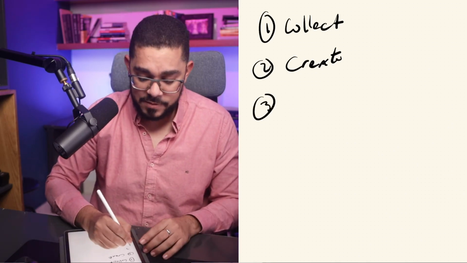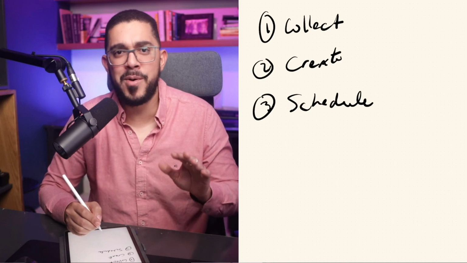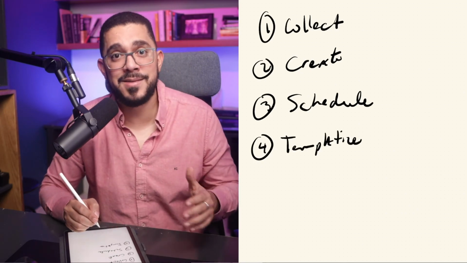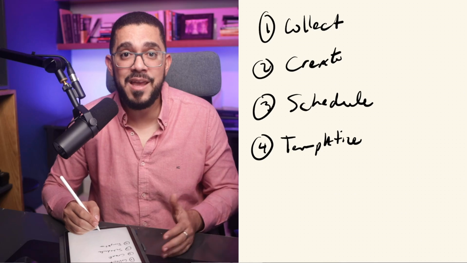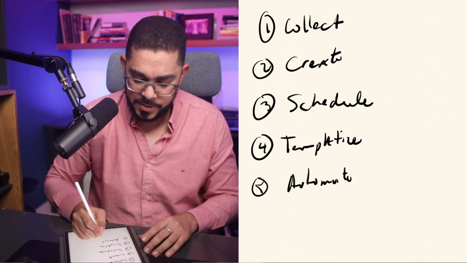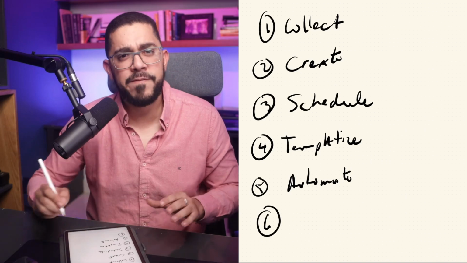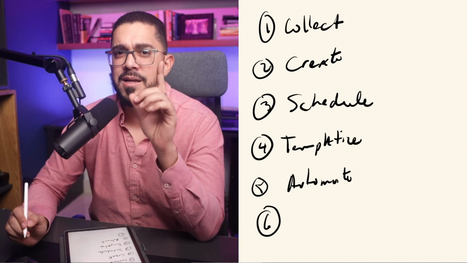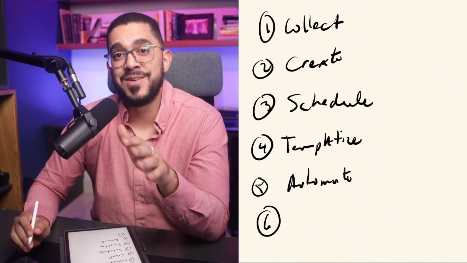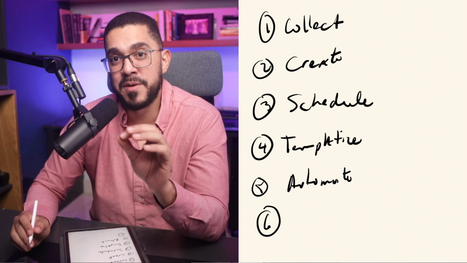Next, we have schedule. Literally, just scheduling the content so you don't have to be posting manually. Next, we have templatize. Creating templates and such things so you can save time. The next step, automate, so that you don't have to be doing all of the manual things over and over again. And there's a final bonus step that I'm going to show you by the end of the video. Because if you use them correctly, you can turn your content creation into a much more profitable machine.